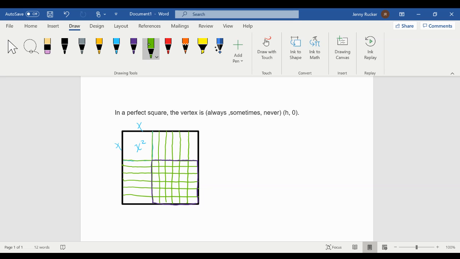1, 2, 3, 4, 5, 6. So that looks like x plus 6. And then over here, 1, 2, 3, 4, 5, 6. x plus 6. So our dimensions of this square, if we do side length squared, is x plus 6 squared.